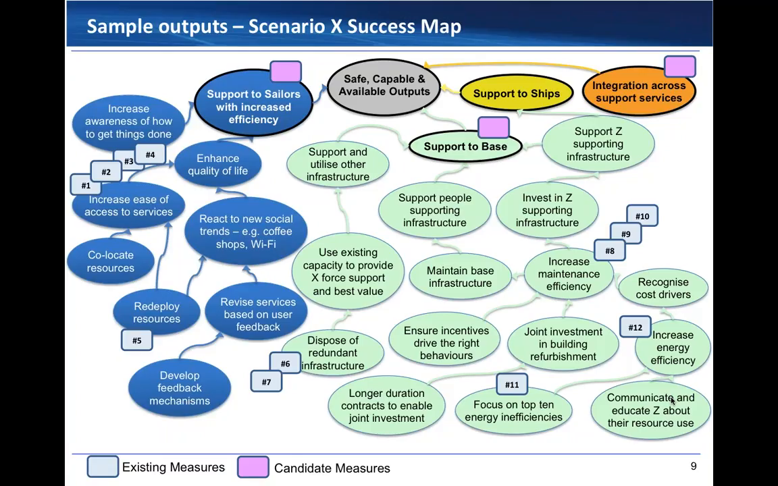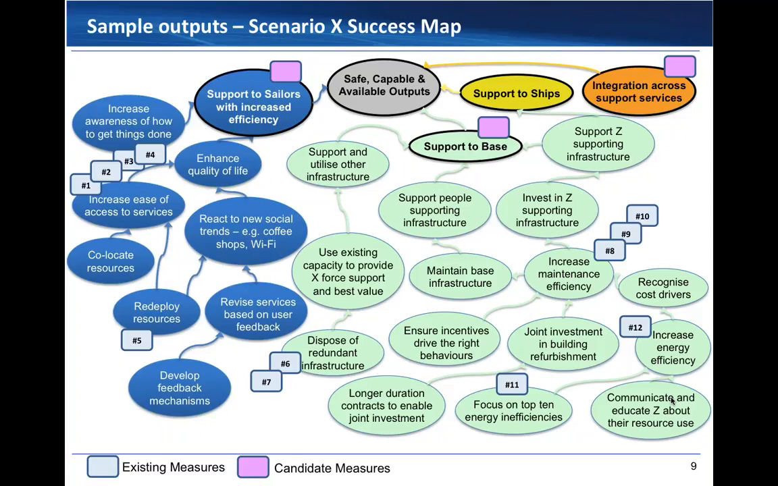To react to feedback, I need to develop feedback mechanisms. So the bubble in blue at the bottom of the page. And clearly the redeploy resources not only affects my ability to increase ease of access to services, but also to react to those social trends. As I change the service I need, then I've got to change resources from one location to another.